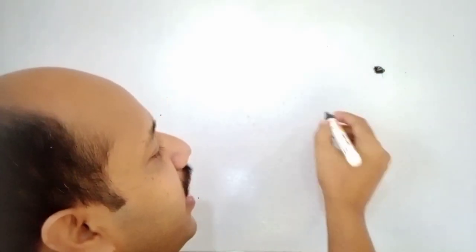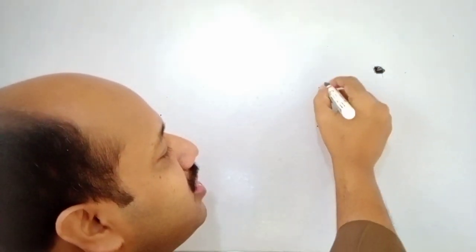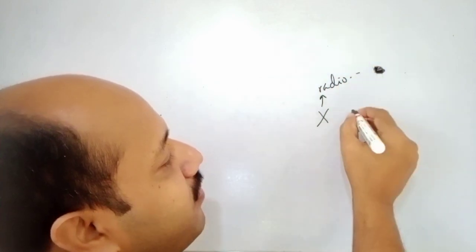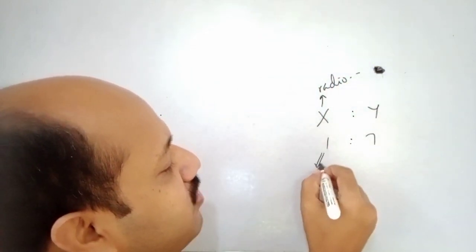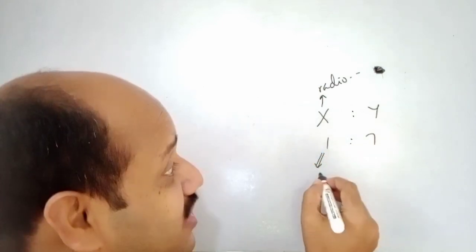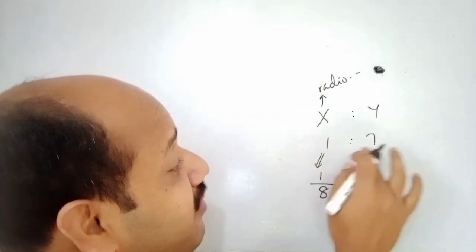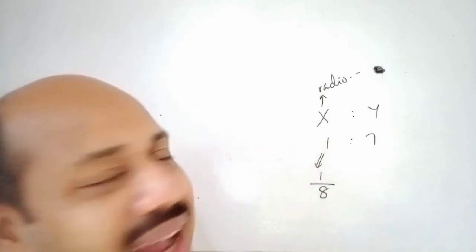X is the radioactive element. X is to Y is 1 is to 7. That means how much of the atoms are left? Out of a total of 7 plus 1, it is 1 by 8.